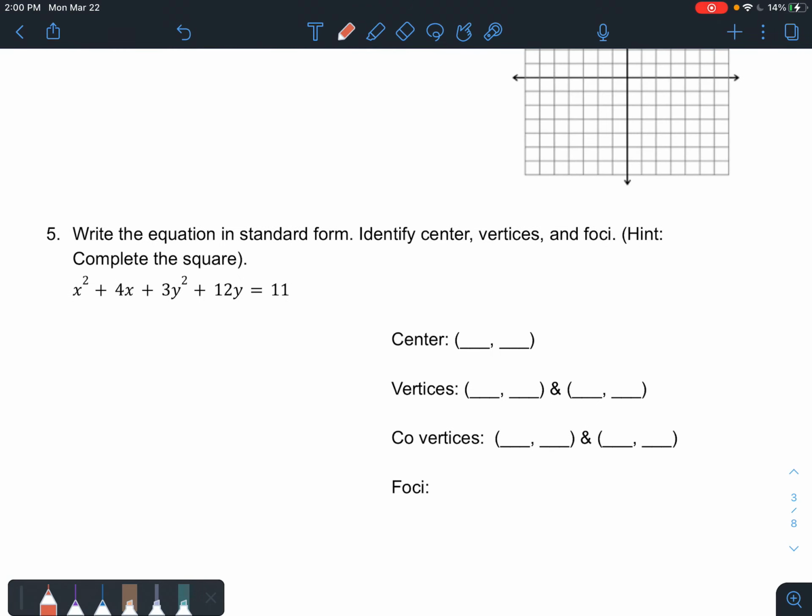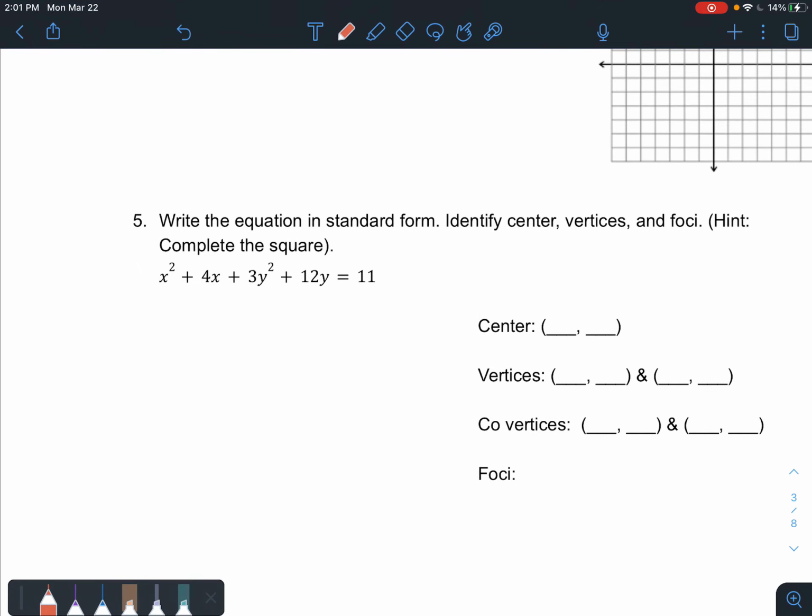All right, this one says, write the equation in standard form, identify center, vertices, and foci. So we are completing the square on this one. It's a little weird, but it's kind of fun to do just because we get to think pretty hard. Okay, so what we're going to do is group these. So I have x squared plus 4x plus something and plus 3y squared plus 12y plus something equals 11.